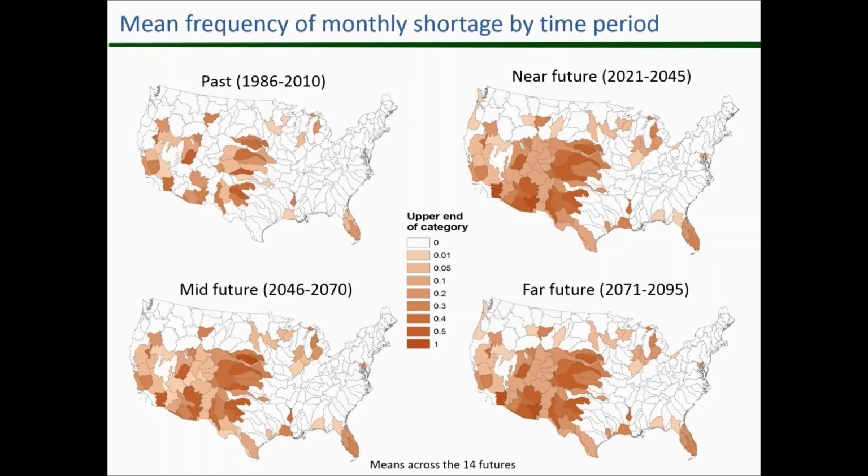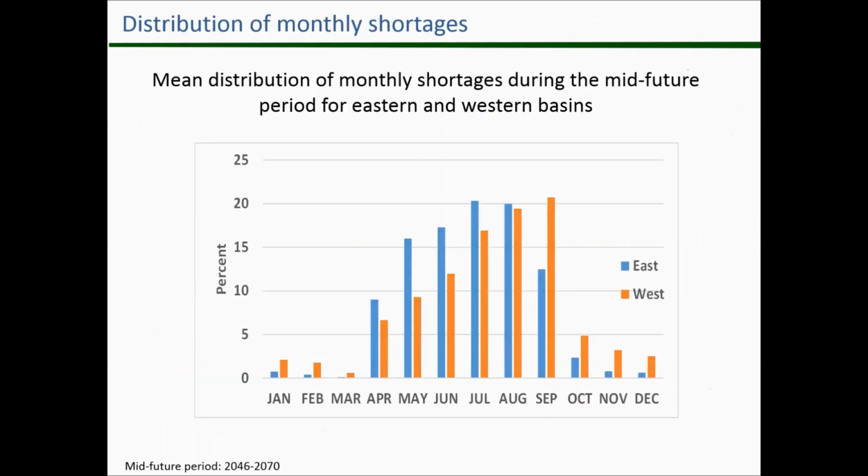Again, it's a complex mixture of changes in temperature, precipitation, and water demand over time that we're seeing the result of in these maps of shortage frequency. I'll just show you one result at the monthly time step. This shows the percent of the shortages occurring in the different months, and both in the east and the western halves of the country. The shortages are concentrated in the late summer, mid to late summer.